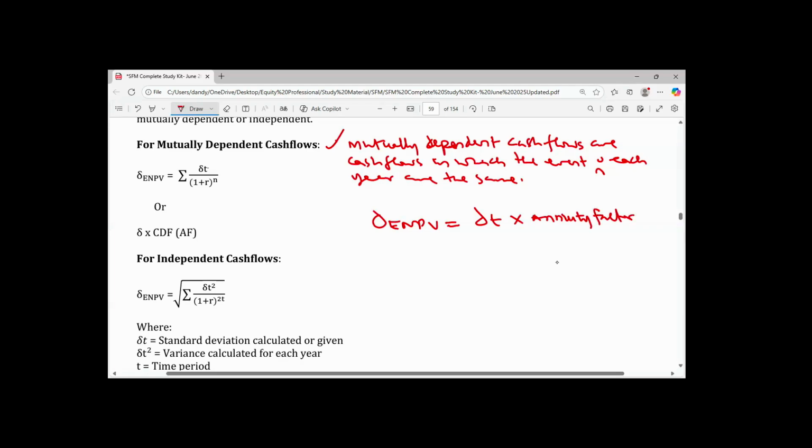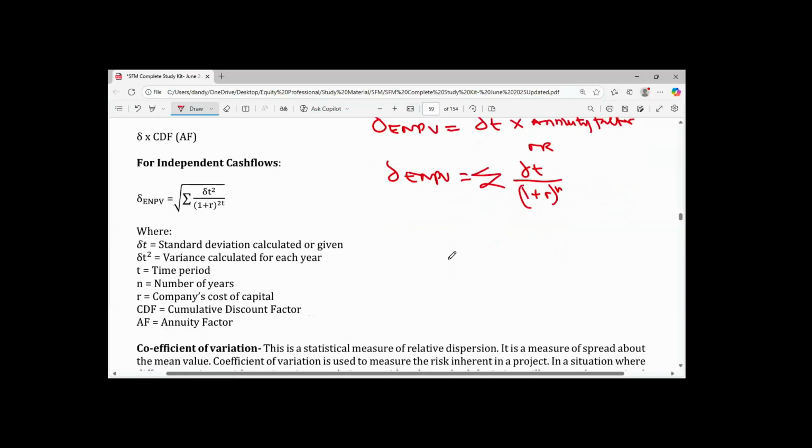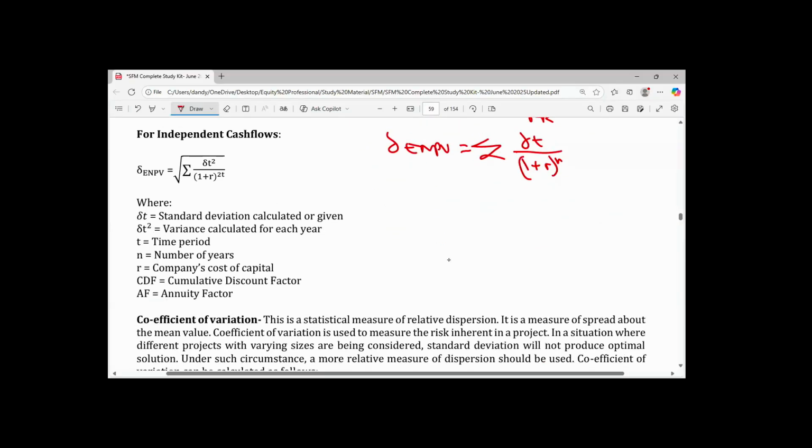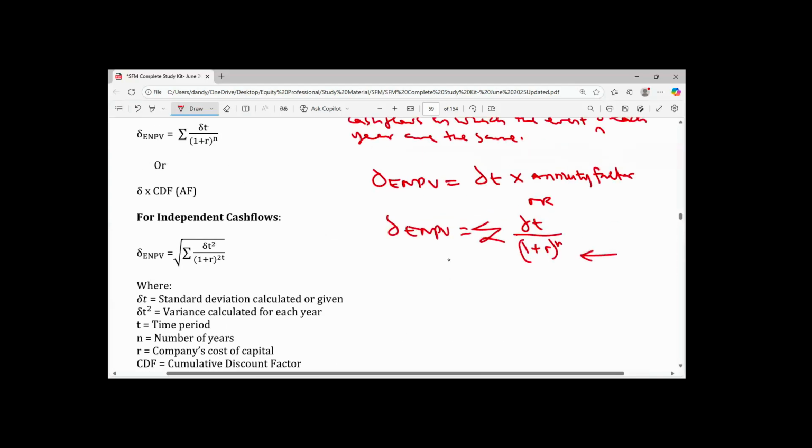Or you can say standard deviation of NPV equals the summation of standard deviation computed over (1 plus r) raised to power n. Okay, so that's that. These are either of the two; whichever one you use, we are going to get the same answer, because the denominator here is the discount factor of each year. Since your standard deviation is constant, it's better you just calculate the annuity factor and you get your answer.